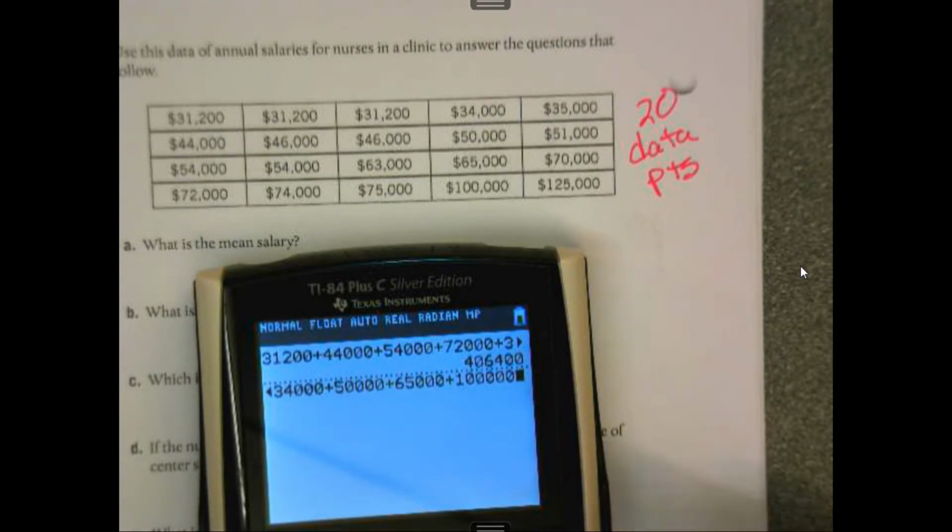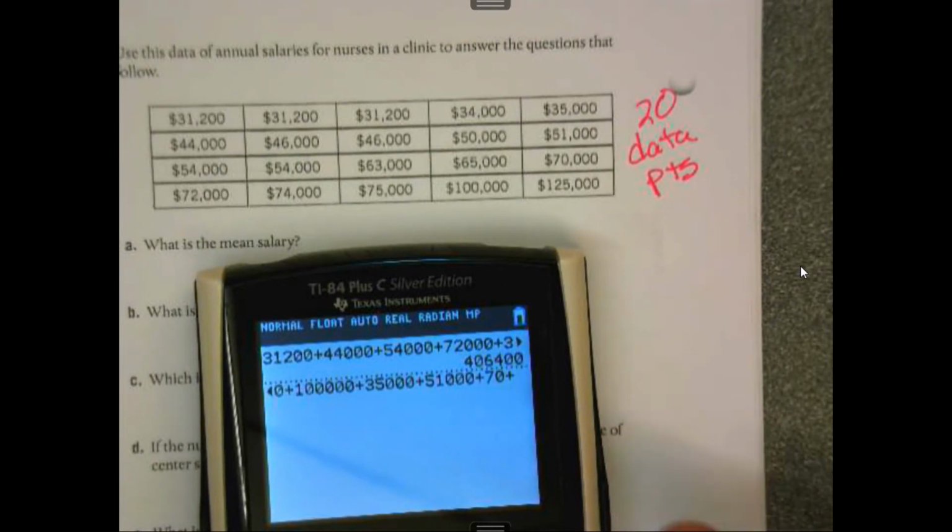Wow, somebody makes a lot of money. Plus 35,000. Can't be the teacher. 31, or I'm sorry, 51,000. 70,000 and 125,000. So I'm getting 745,200. I just want to go back and check.